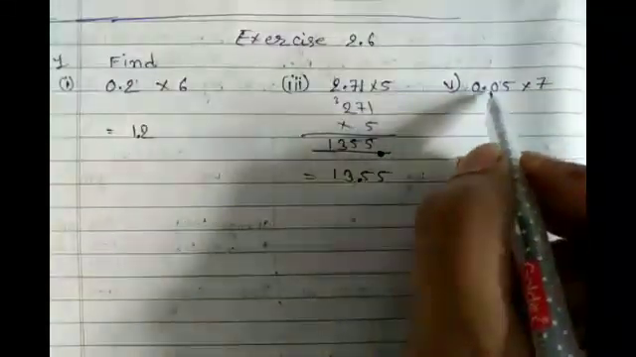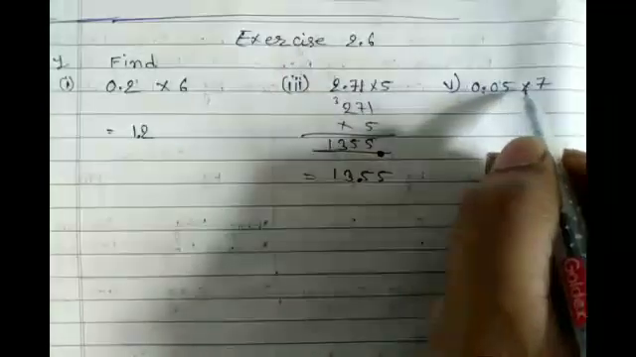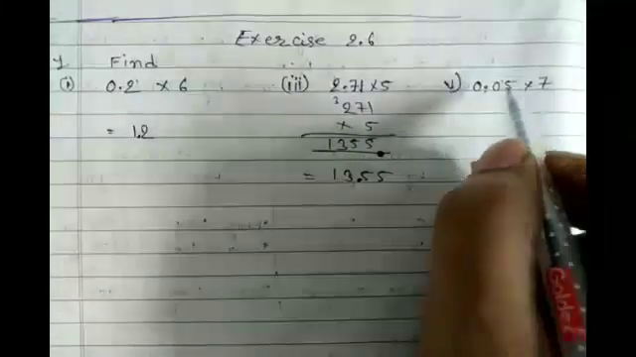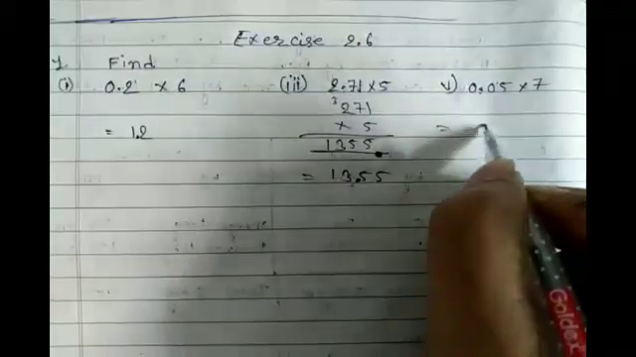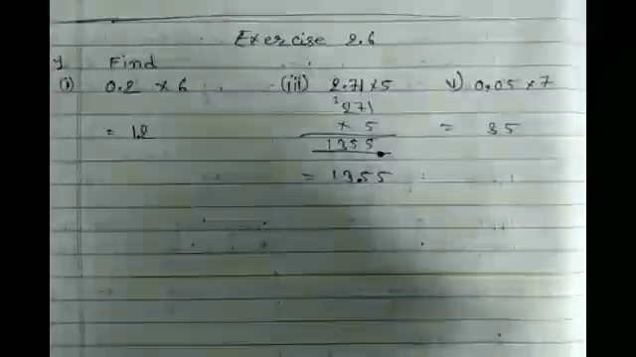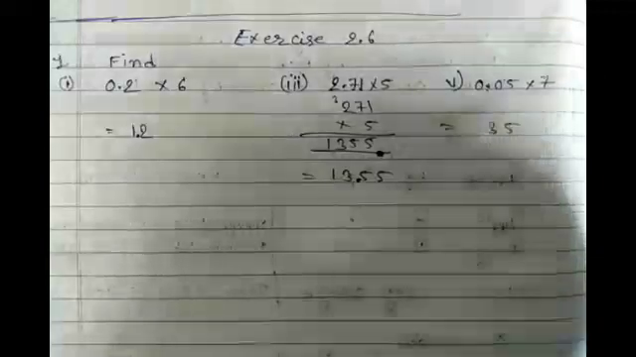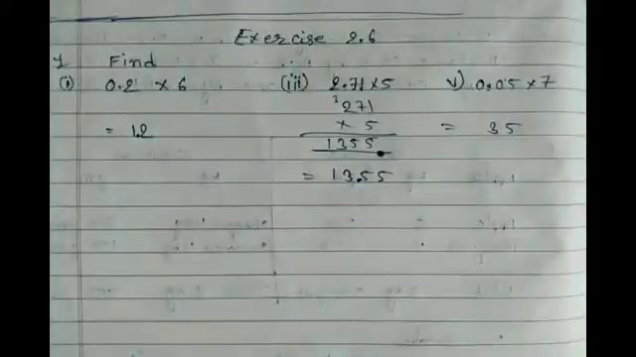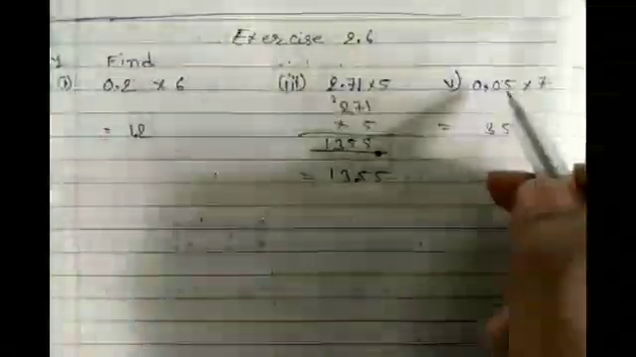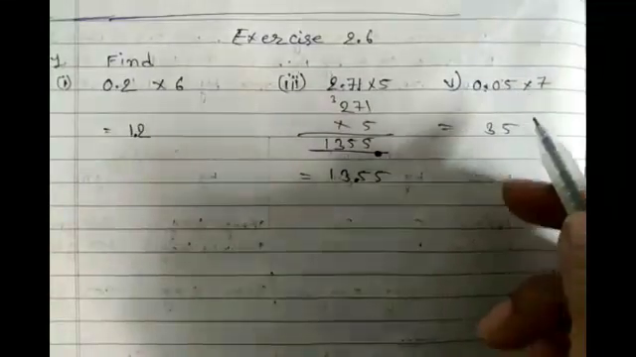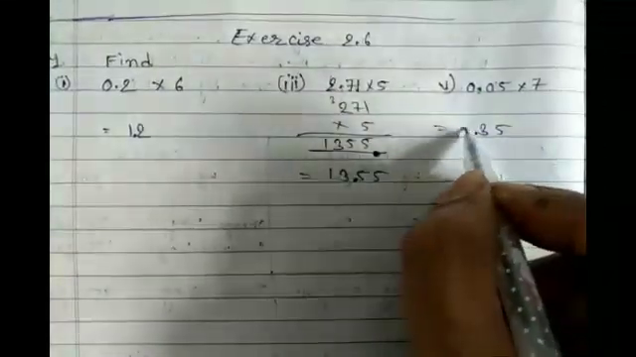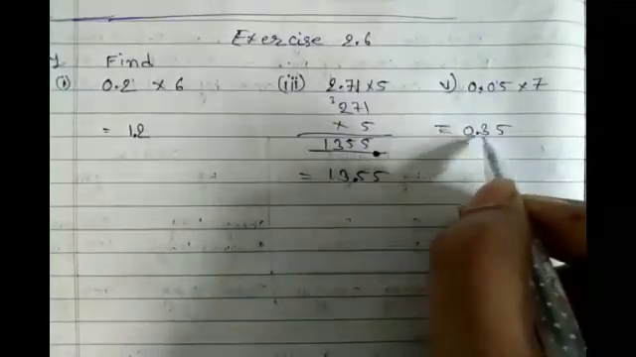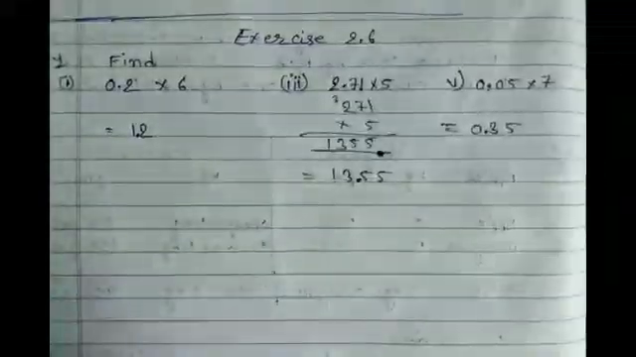Same way, the next question: 0.05 multiplied with 7. Ignore the decimal, so 5 is left. 5 sevens are 35. The number of digits after the decimal in the question is 1, 2. So we need two digits after the decimal in the answer also. So we put the decimal right over here and we put 0. So the answer will be 0.35.